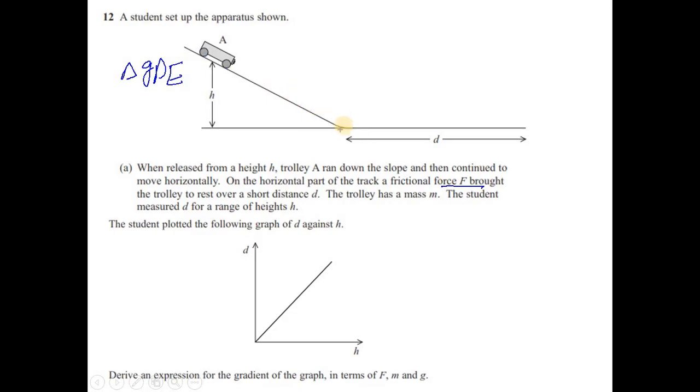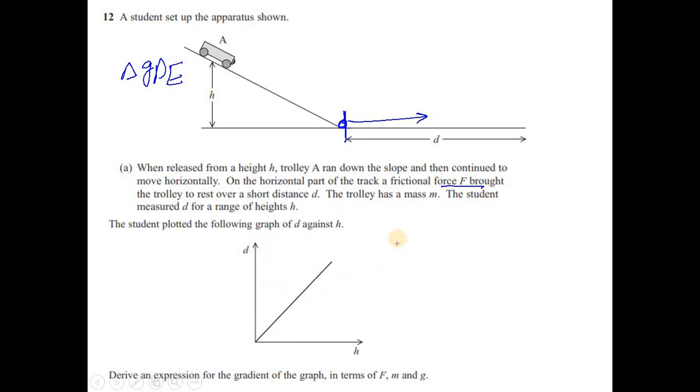At that point, the trolley would have kinetic energy. The decrease in GPE means it will gain kinetic energy. At that point, it will have a maximum kinetic energy, and this kinetic energy does work against the frictional force. So indirectly, the decrease in GPE is equal to the work done against the force. So first, let's just figure out the gradient of this graph in general.